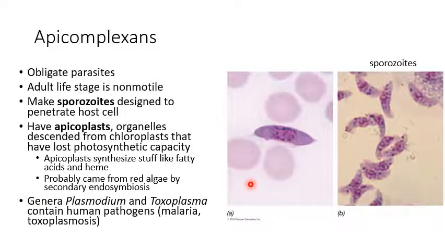So in the picture here, this one is an adult apicomplexan, and these guys are the sporozoites that are designed to transfer between hosts. Apicomplexans all have a structure called the apicoplast. The apicoplast is actually related to chloroplast, but it doesn't do photosynthesis anymore.